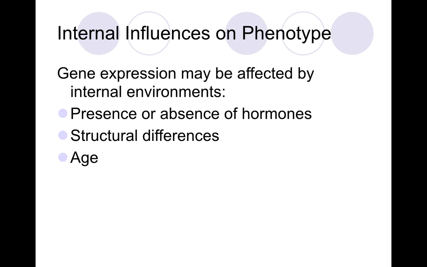It can also be controlled by internal influences on phenotypes. The internal influences on phenotypes are gene expressions that can be affected by things like hormones being present, structural differences, age, those kinds of things. Those are the kinds of things that can affect the genes, which then affects the phenotype. So know that these external and internal influences affect the genes themselves, and those genes are then going to affect what the phenotype is.